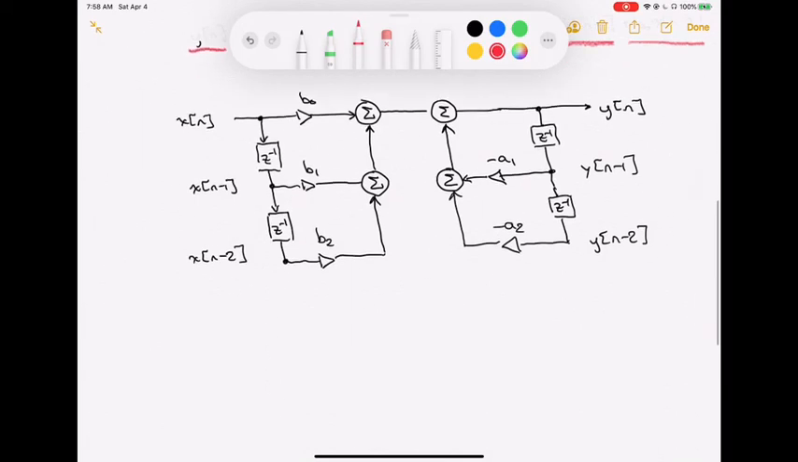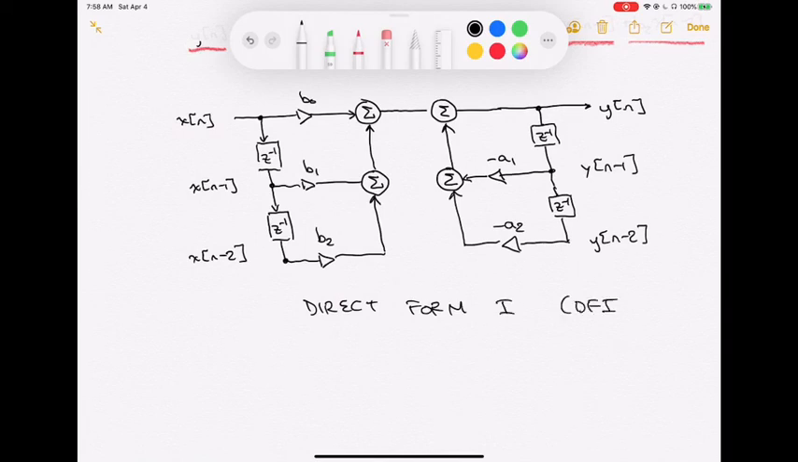if I take a look at this particular structure, by the way, this particular structure is called the direct form 1. This is direct form 1 implementation of that difference equation. We'll just abbreviate that DF1, right? That direct form 1 implementation. It comes directly from the difference equation, right?